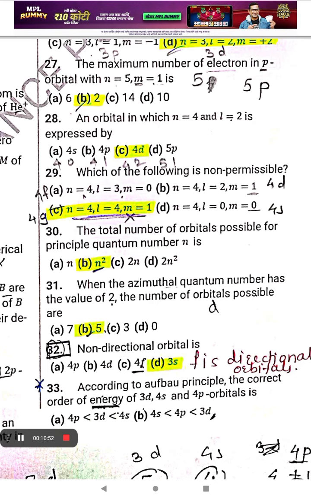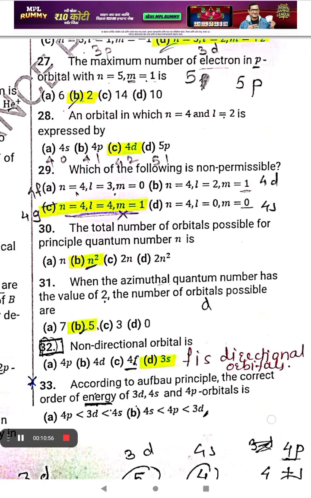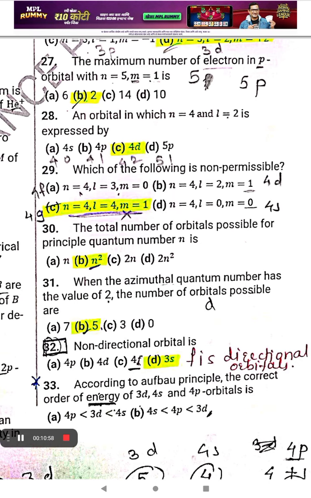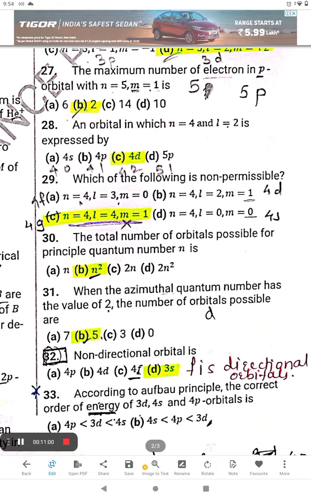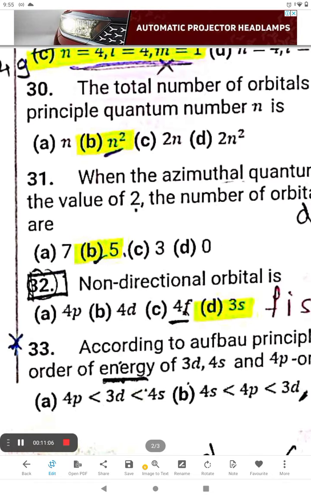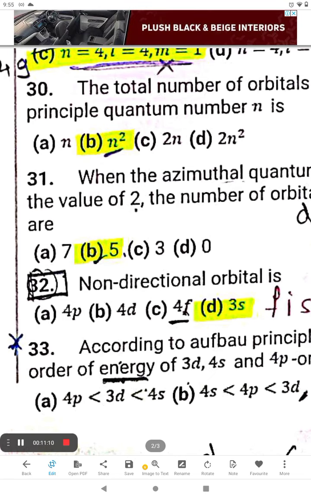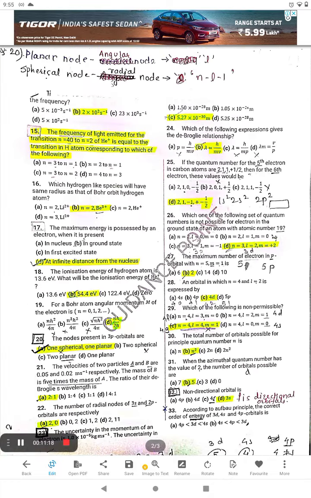Question 32 says that non-directional orbital is... now remember, it is 3s. Why is the s orbital non-directional? Because the s orbital has a spherical shape, so we cannot assume the electron density at a particular point. It is like without directions, so it is considered non-directional, right?